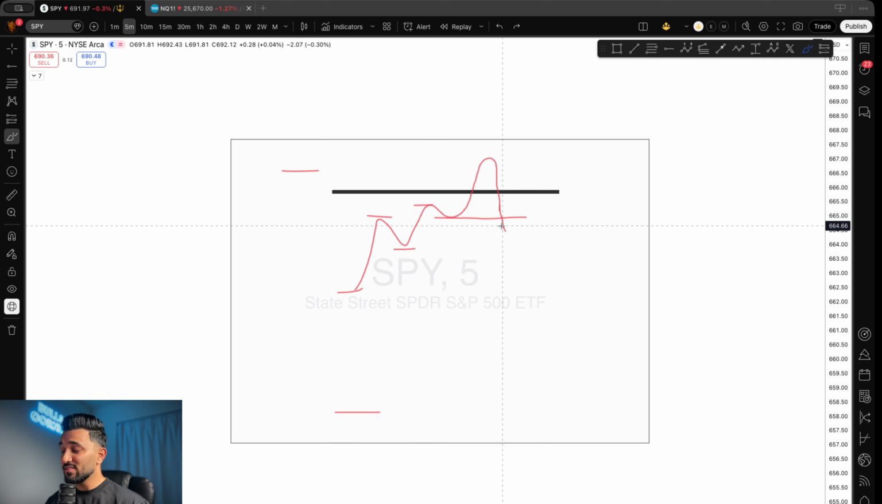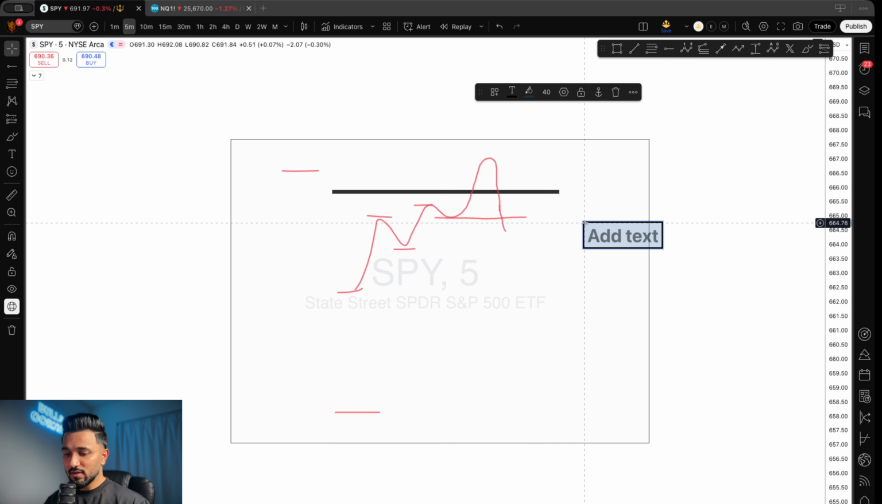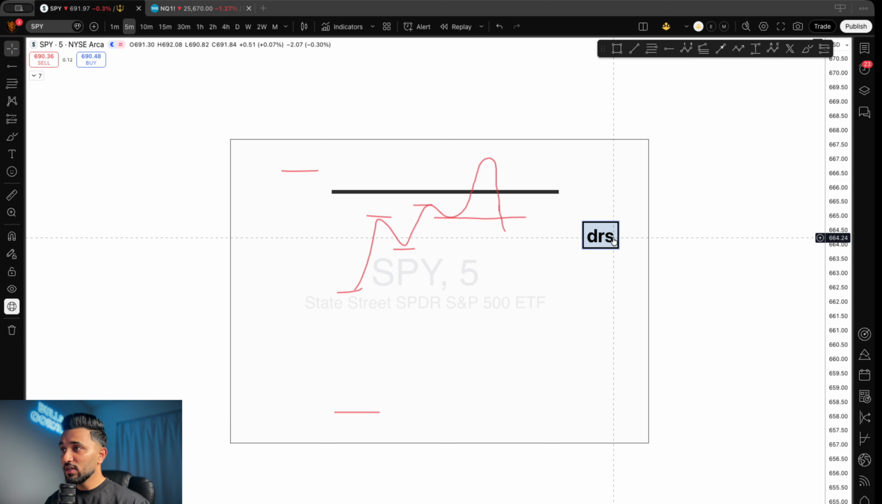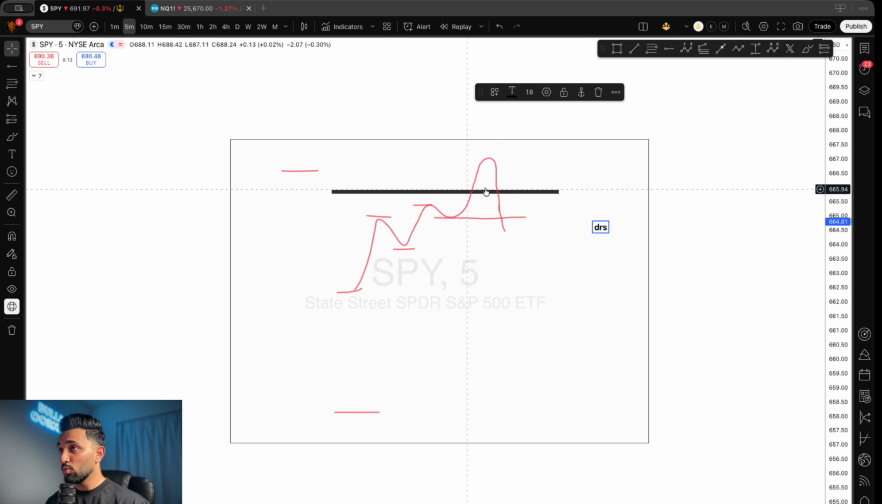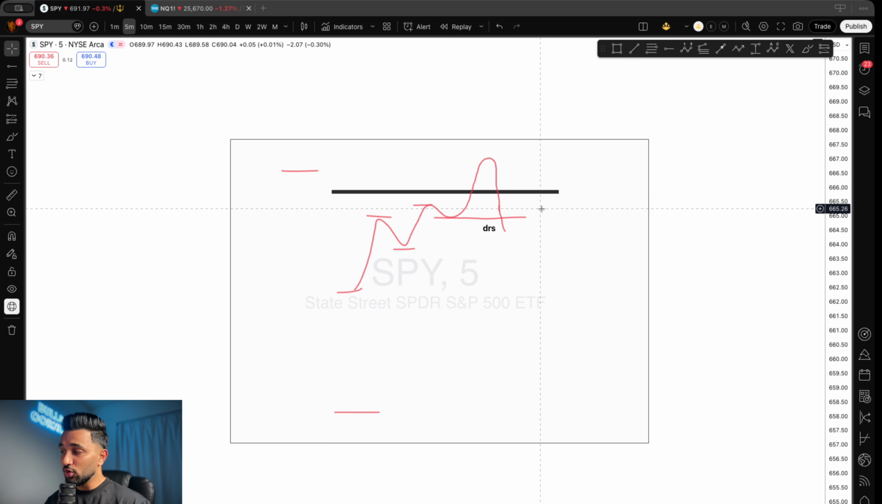So I want to see price breaking below these higher lows, confirming that DRS right here. Once it happens, it confirms that there is a DRS, which is a directional shift. So that is step 2 already. Step 1 is going to be our liquidity sweep. Step 2 is going to be the DRS. And once the DRS is present, now I know that shorts are taking control.